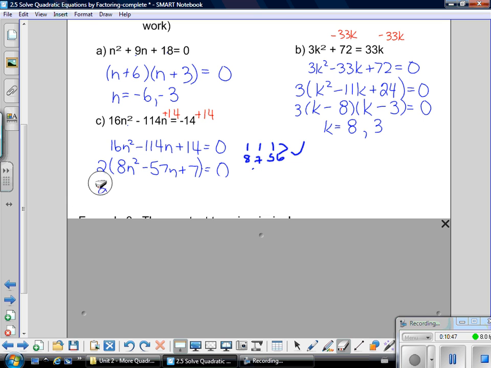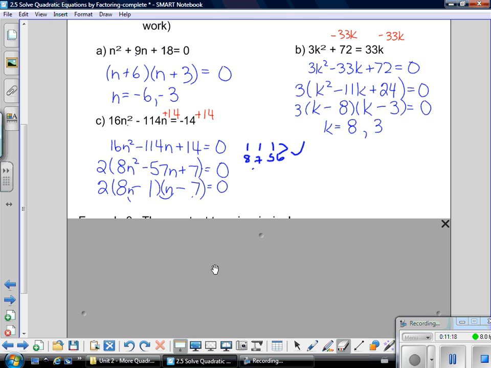I still have my 2. So I'm going to have an 8n in the one bracket. And I'm going to have a 1n in the second bracket. And then when I look at this, the reason they're both negative is they have to add to give me negative 57, so that's why both brackets are negative. Just make sure that 8n is going to be multiplied by the 7.